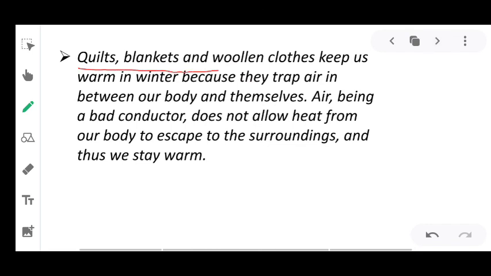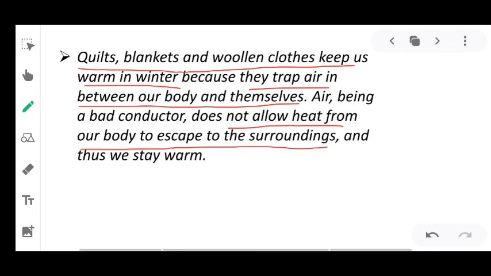Next, quilts, blankets and woolen clothes keep us warm in winter because they trap air between our body and themselves. When you wear a sweater or jacket, we feel warm in winter. Why? Because the sweater, jacket or blankets trap the air between our body and themselves. Air is a bad conductor of heat, and that air does not allow heat from our body to escape to the surroundings, and we stay warm in winter.